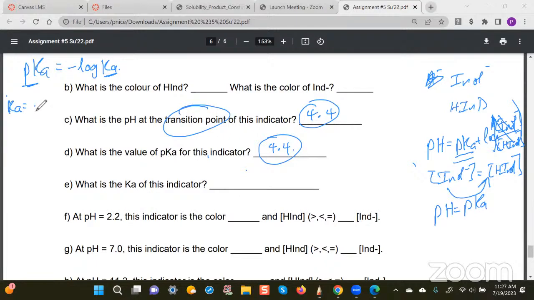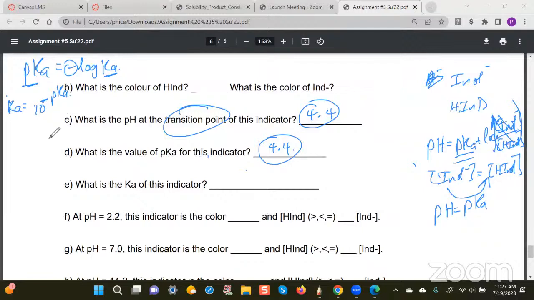Negative log of Ka over P. Nope. No, no, no, no, no. 10 to the power of pKa. 10 to the minus pKa. Right? So not just 10 to the power pKa, you have to put a minus sign here. And that's because of the minus sign there.